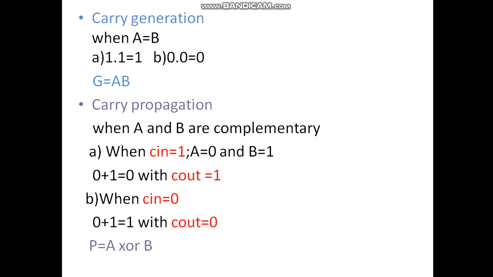So here you can see the carry generated is same as the input. That is, when A and B are 1, the carry generated is 1, and when A and B are 0, the carry generated is 0. This is the principle of carry generation, and G is equal to AB. For this condition, the case what we consider is A and B are same.